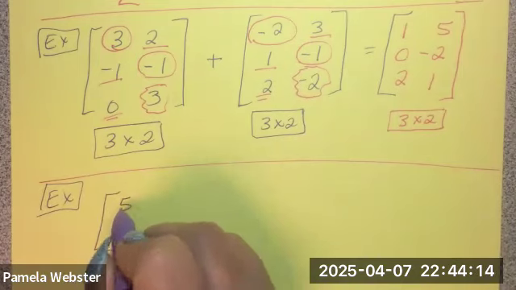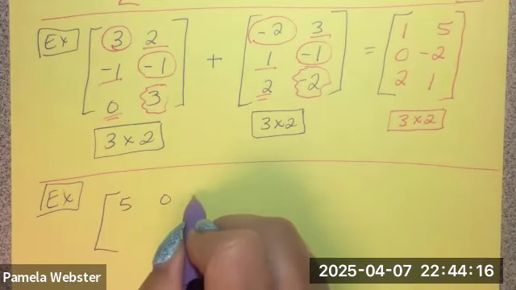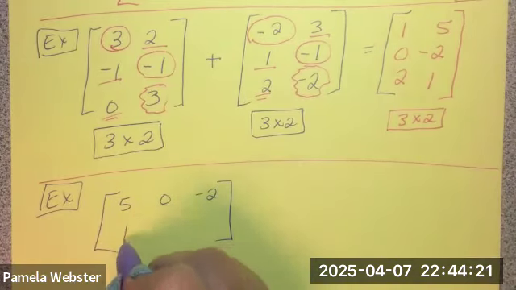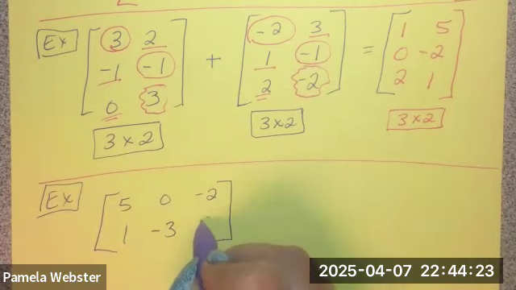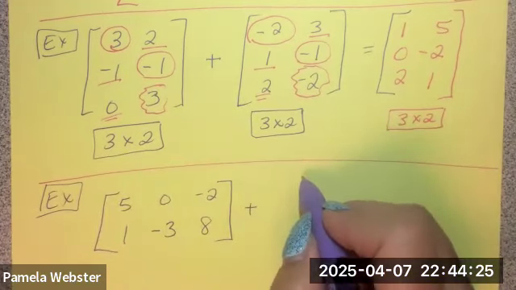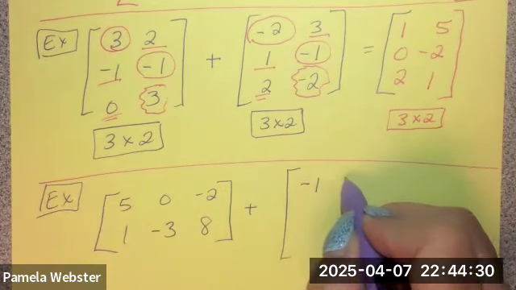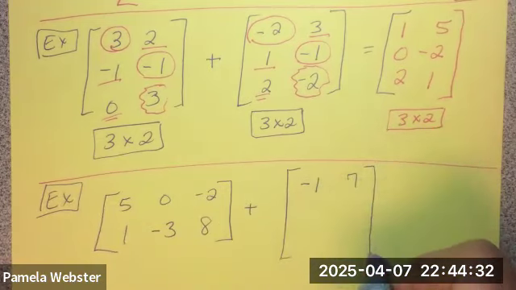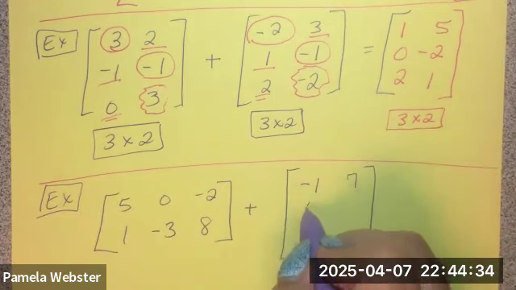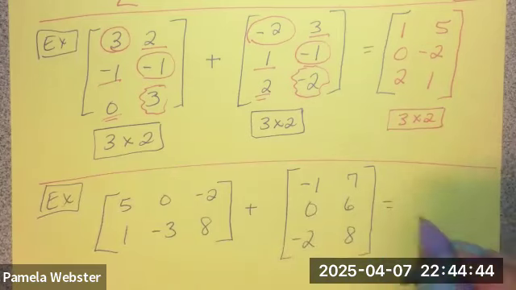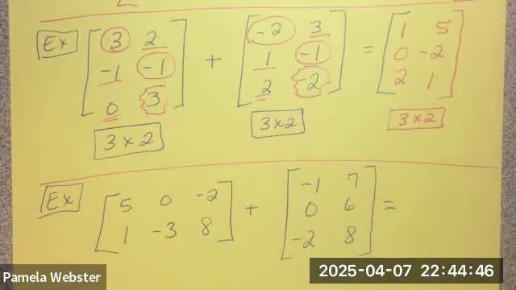Top row is 5, 0, -2. Bottom row is 1, -3, 8. And we're adding that to, top row is -1 and 7. The second row is 0 and 6. And the third row is -2 and 8. Okay. What is that?